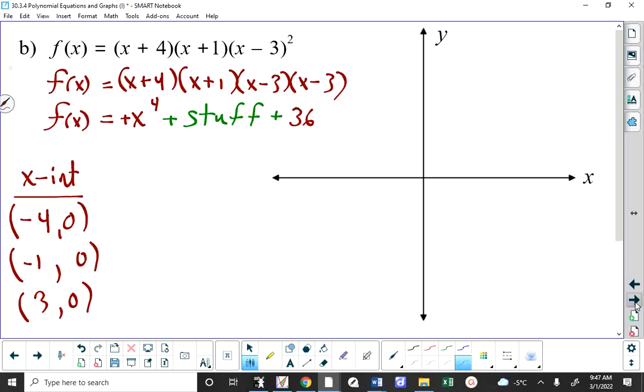Let's put in our x-intercepts. We have an x-intercept at negative 1, negative 2, negative 3. We have one at negative 4.